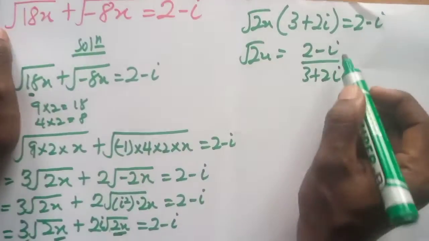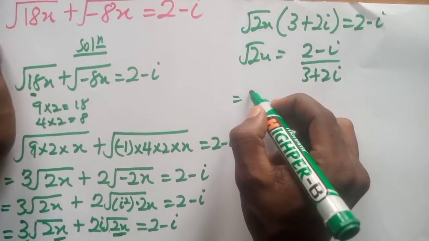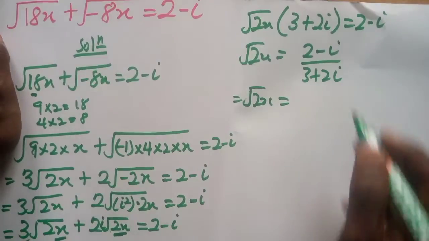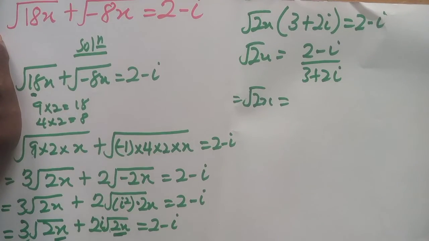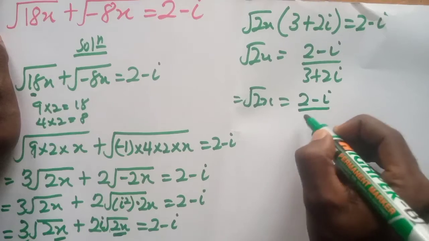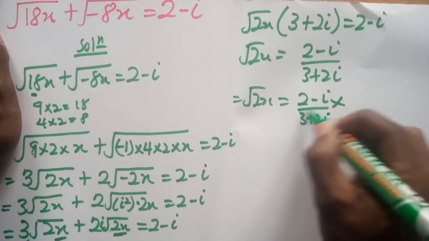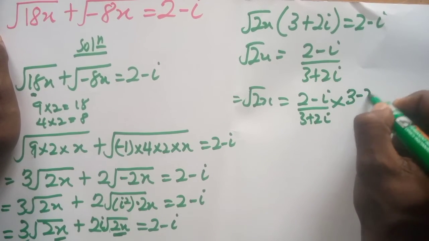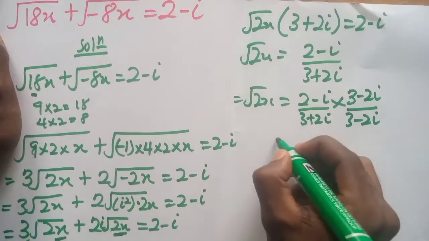Now how do we solve this part here? The left hand side is still root 2x, but for the right hand side, how do we get rid of the i? It's by multiplying by the conjugate. So it becomes 2 minus i divided by 3 plus 2i, and then we multiply by the conjugate of the denominator, which is 3 minus 2i, in both the numerator and the denominator.